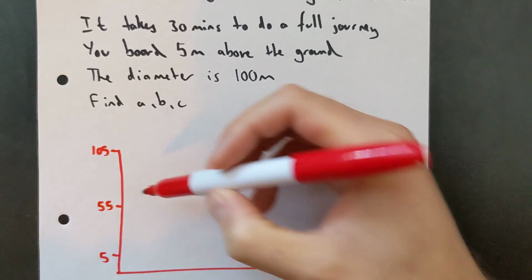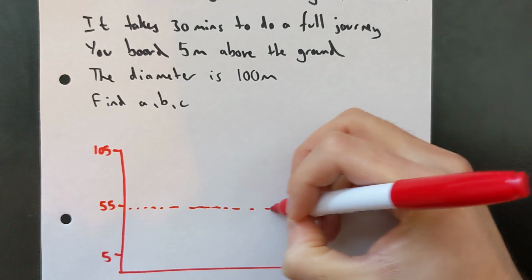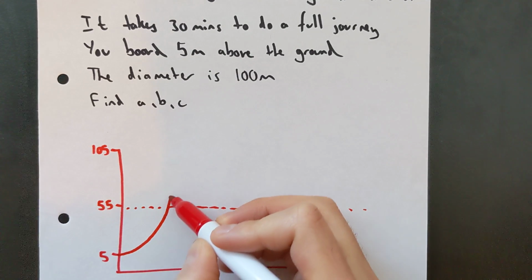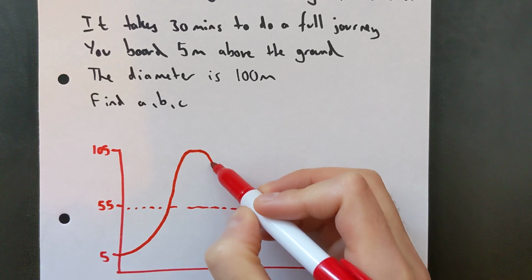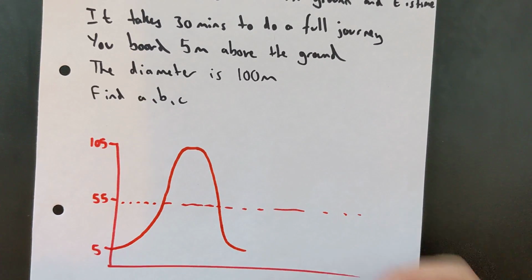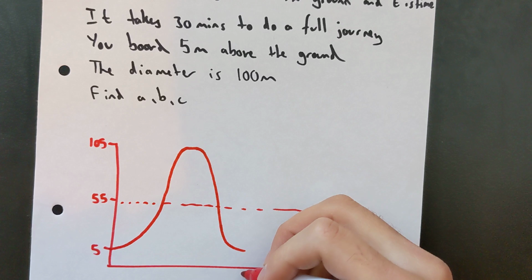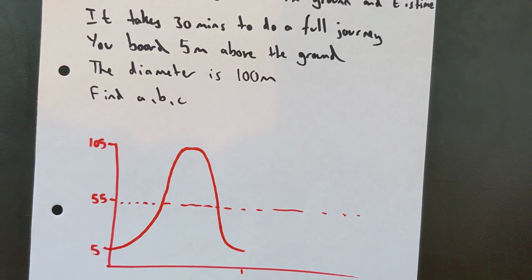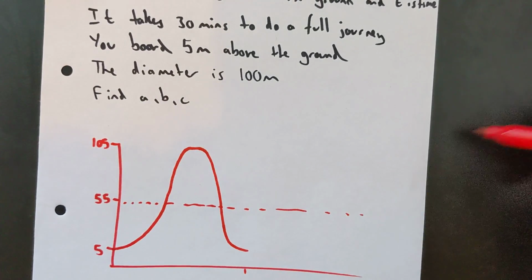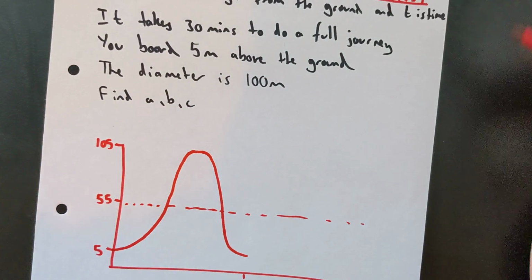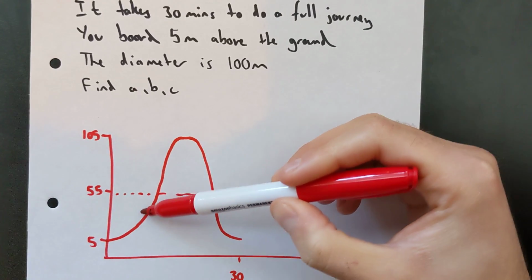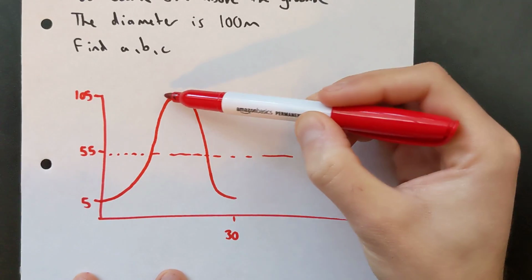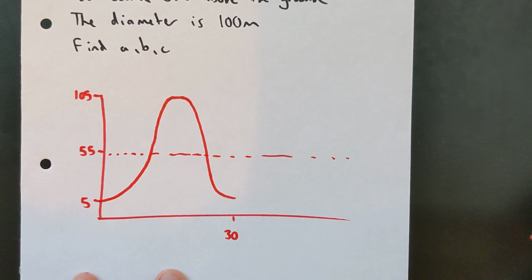Now, I know that I'm going to start 5 meters above the ground. I'm going to increase my height to the maximum of 105, and then I'm going to go down again until I get back to 5. So that is going to take me 30 minutes. Again, if I didn't get off, I could keep going forever, but I know this is that one journey around. I start at 5 meters, I go up until I reach a maximum of 105, and then I go down again, and that whole thing takes 30 minutes.